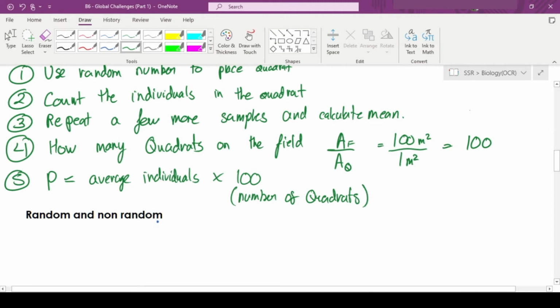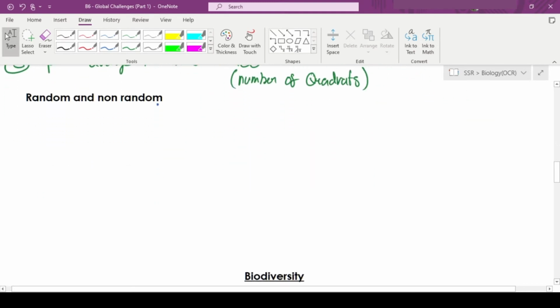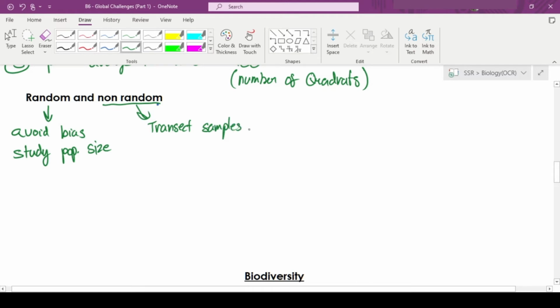We discussed briefly the concept of random and non-random sampling as we were talking about these. Random sampling is very good for avoiding bias, and so it's good for things like population samples or population studies, where you don't want to just be studying a certain area, you want to get an idea of the total population size. Non-random samples, which are often referred to as transects, although you can still place the transect itself randomly, and you probably should to avoid studying certain areas.